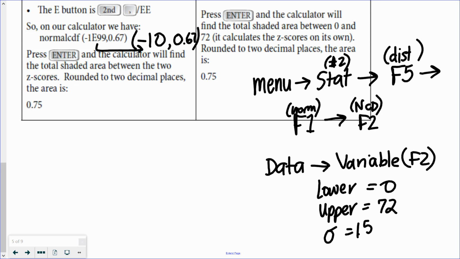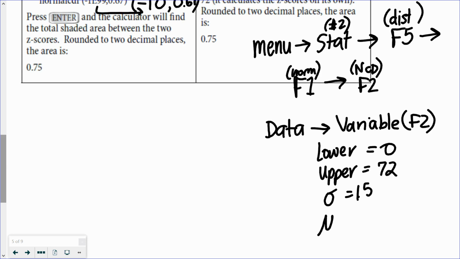And then it gives you your mean as mu, which for that example was 71. I don't know what save res means, but I'm just going to assume it means nothing. And then you scroll down and press execute.